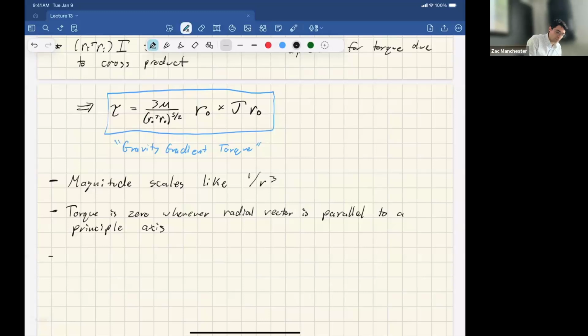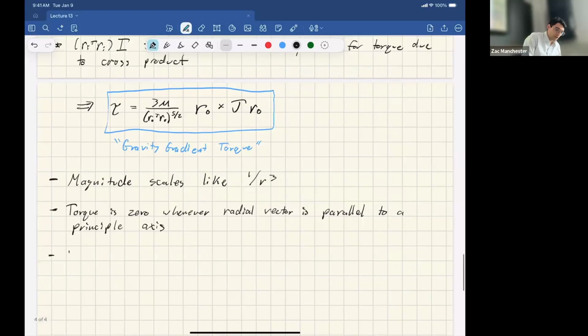And then the last note on this is, we did all this with some low order approximation stuff. It's usually sufficient to ignore higher order gravity terms like J2 when you calculate this, because it's already a small thing.